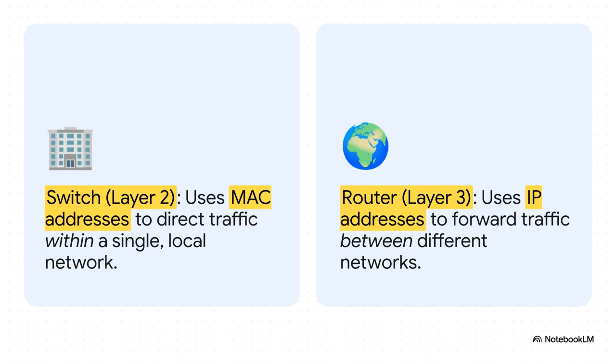A switch is like your local traffic director. It's sorting mail inside one office building, making sure data gets to the right computer on your local network. A router, though, is like the central post office for the entire city. It's the one that sends your mail to completely different networks, maybe thousands of miles away.